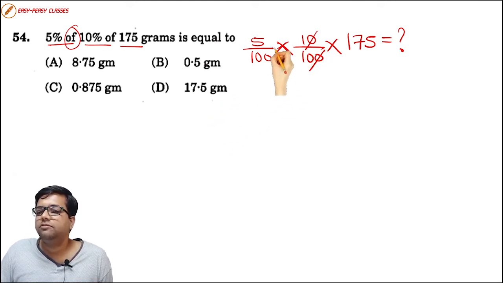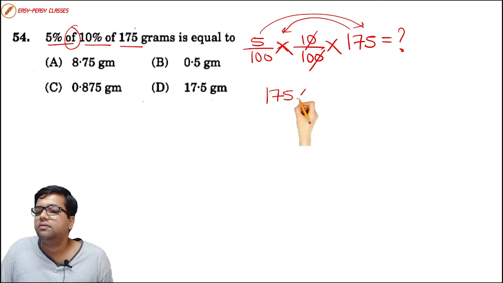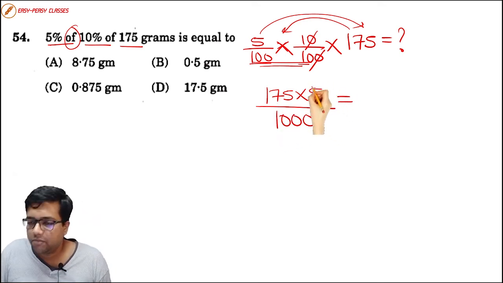And what are you left with? You are left with 175 multiplied by 5 divided by 1000. Sorry, I will just interchange these two numbers. Okay, 175 into 5 divided by 100 into 10, that is 1000. 100 into 10 is 1000. 175 into 5. So start multiplying.